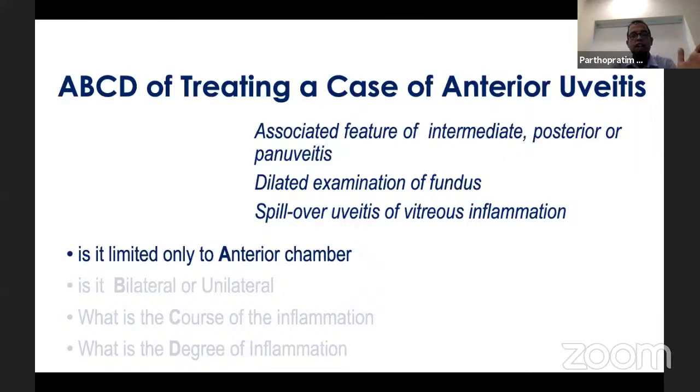If it is anterior uveitis, the treatment will be only with topical steroid. If there is inflammation in the vitreous, or if you see pars plana exudates, then you have to treat it with oral steroid or any other, and you may have to give a subtenon injection. So to diagnose a case of uveitis and pinpoint the anatomical site, you need to do a dilated examination of the fundus. In other words, comprehensive eye examination is a must in all cases of uveitis.